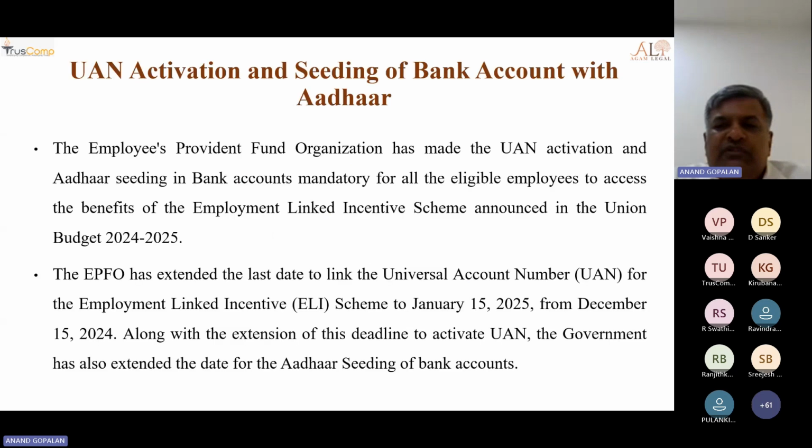PF again comes about with UAN and seeding of Aadhaar and the deadline for the same for the EDLI and ELI. So for the Employment Linked Insurance scheme also, you're required to do the Aadhaar seeding with UAN before 15th of January 2025.